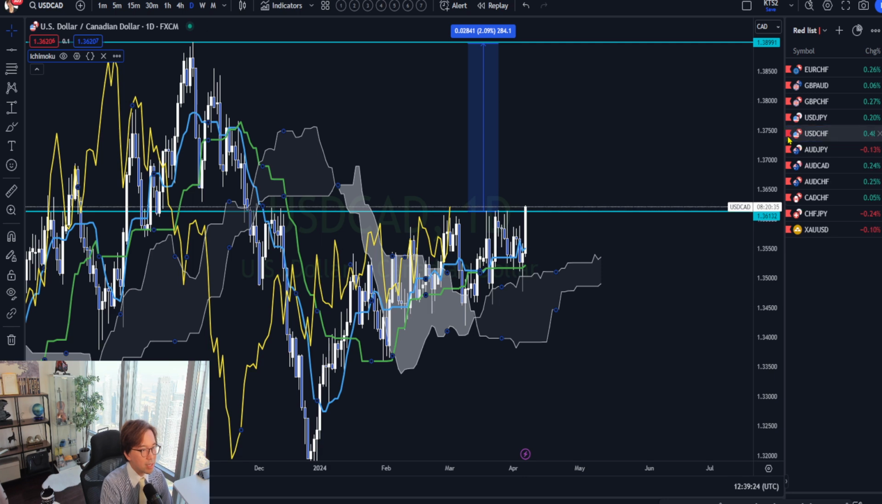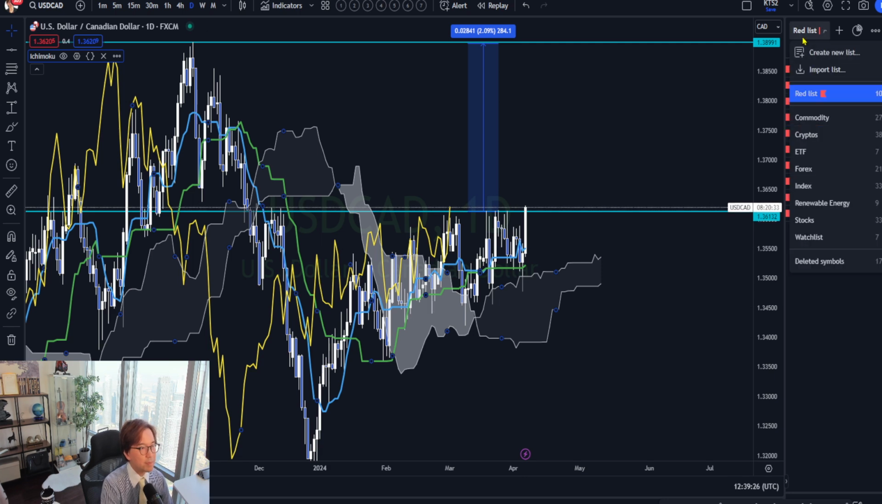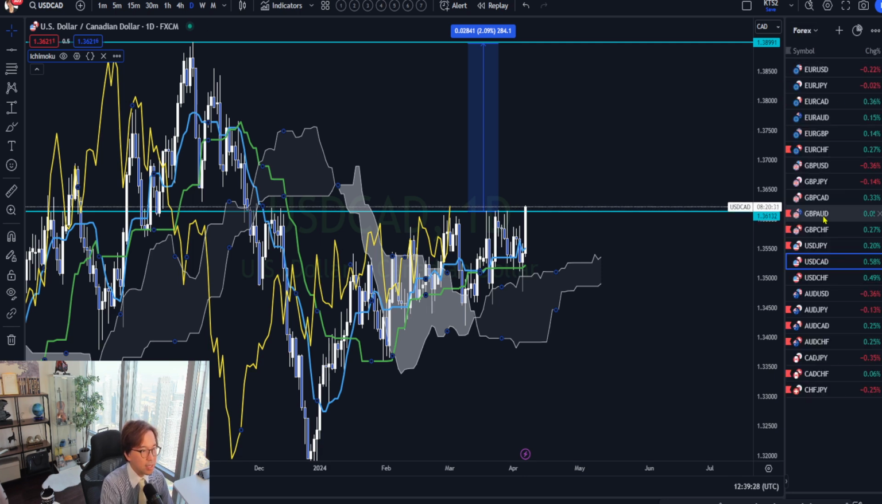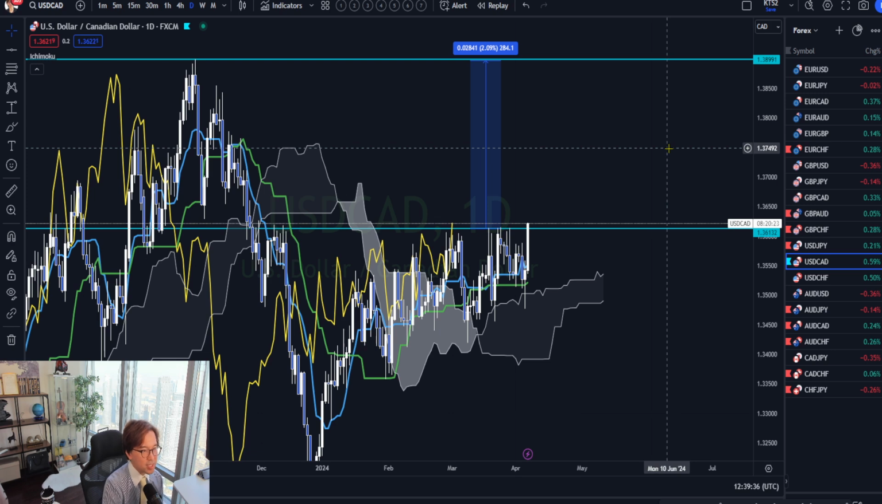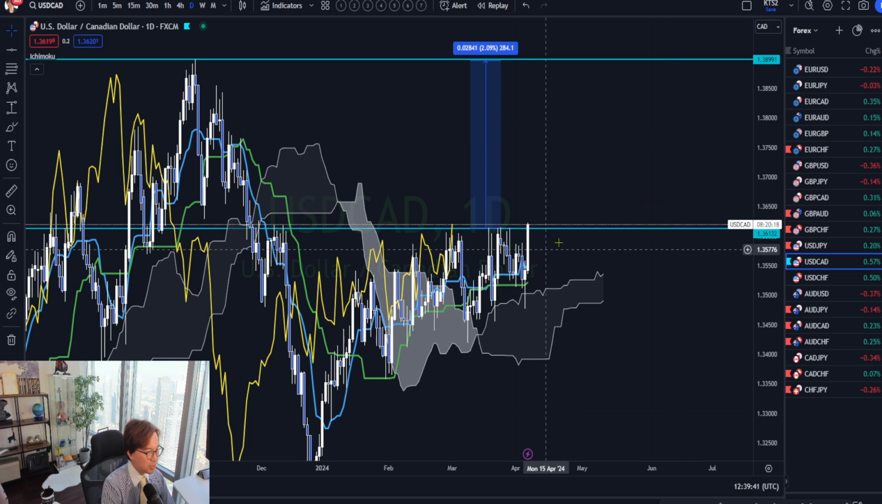So USD/CAD looks like the best pair to trade. Let me go to Forex. I mark USD/CAD light blue because this one looks very good. Most likely USD/CAD will be one of the best pairs to trade after the news.